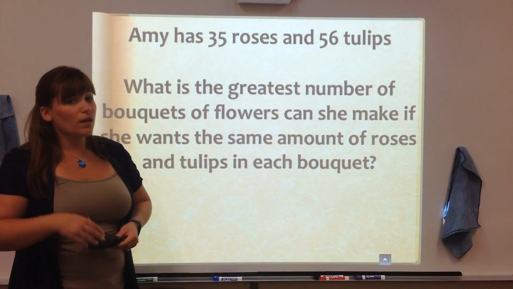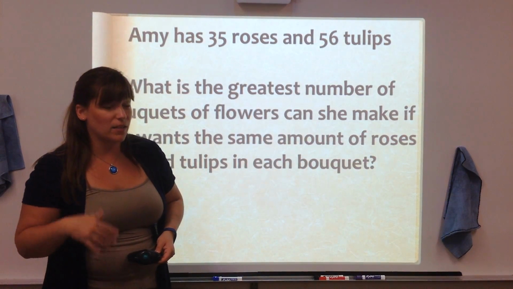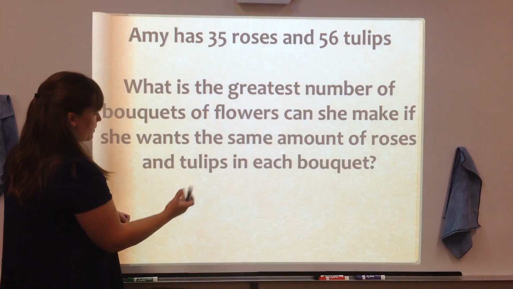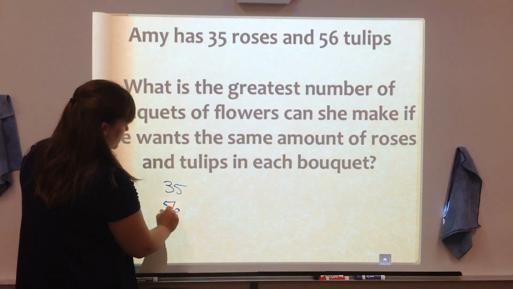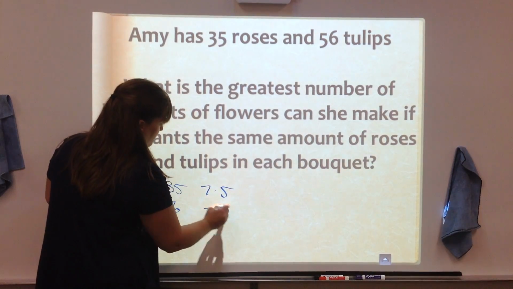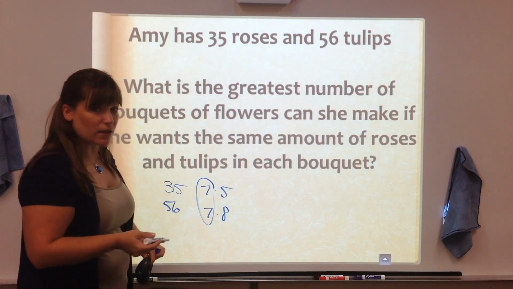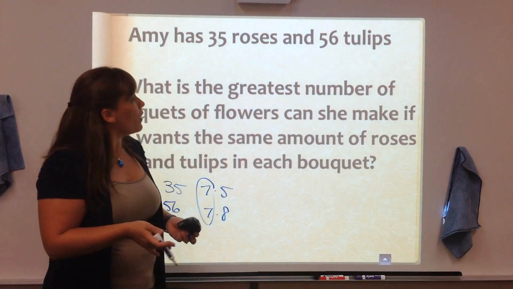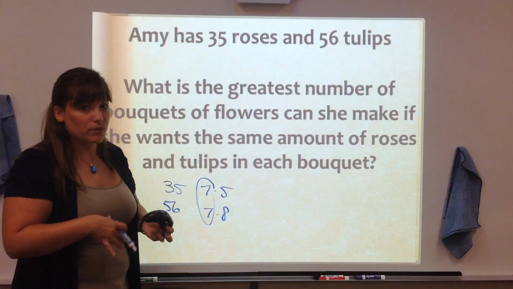So, if I'm really, really, really spot on with my math facts, I will pick out that the fact family of 35, that's the same of 56, is 7 times 5 and 7 times 8. So the greatest common factor will be 7. I can make 7 bouquets where there will be 5 roses in them and 8 tulips.